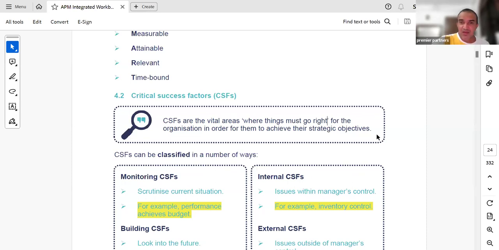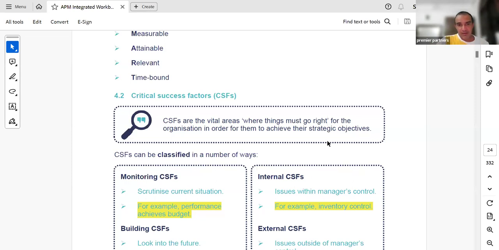Now let's take Sri Lanka cricket. Things must go right. What are the things? The players should perform well in batting. The bowlers should perform well in bowling. Wicket keeper, fielding, these four. Those are the areas where things must go right for them. Because when they do those right, they will win matches. And they become maybe number one in Asia and then number one in world, isn't it?